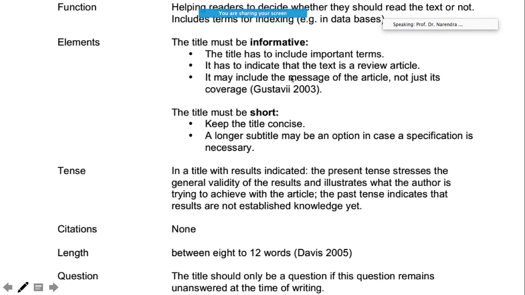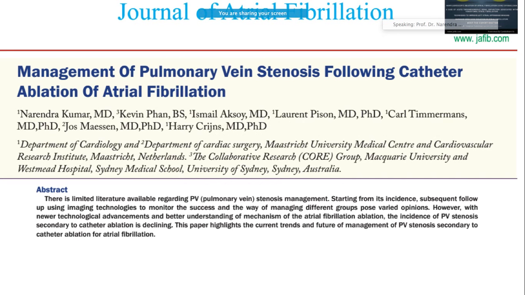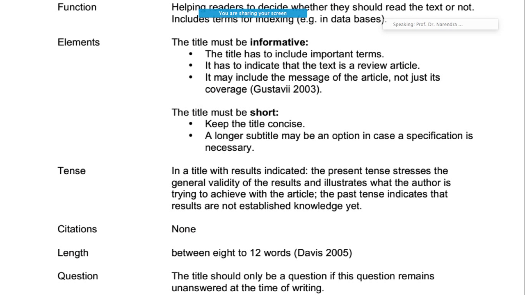So, what do you do, especially with the title? What are the things it should be? Whenever you write a title, as you saw in this article as well, the title was this. But why? What are the characteristics of the title? The title should be informative. It needs to include the important terms, since you're writing a review article. You may also include the message of the article, not just its coverage. And the title has to be short. Keep the title really concise. It should not be too long.